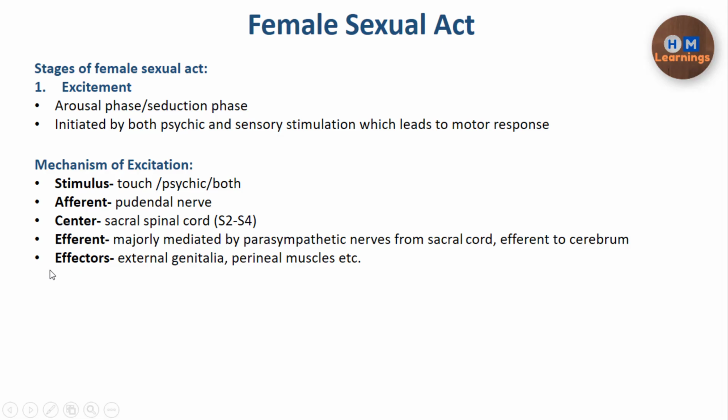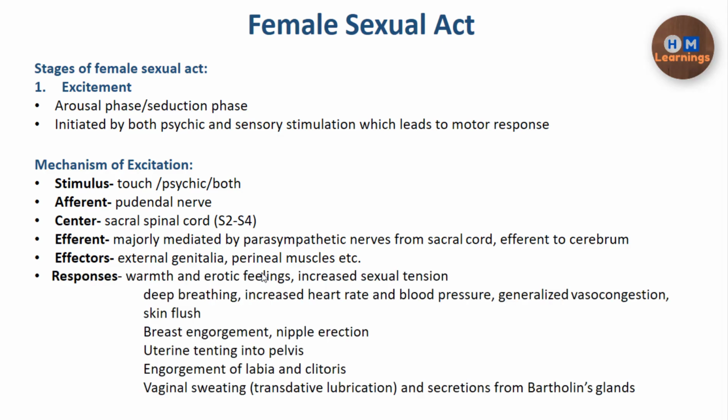So there is a range of effectors in the female. I haven't listed all of them. I listed only the external genitalia and the perineal muscles, but the extent of the effectors can be understood by taking into consideration the responses. There is a vast range of responses during the excitement phase in the female, like warmth and erotic feelings, increased sexual tension. This is basically defined as a generalized constriction of the muscles throughout the body. So there are many effectors in the body on which the nerves are acting to bring the excitement in the female during the sexual act.